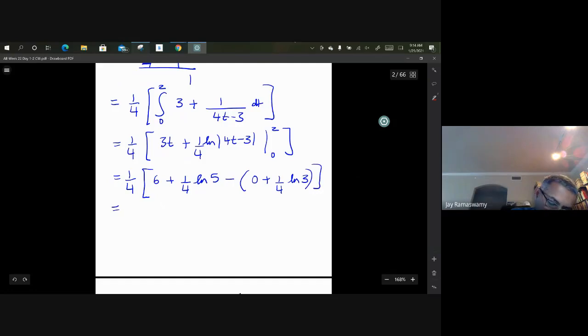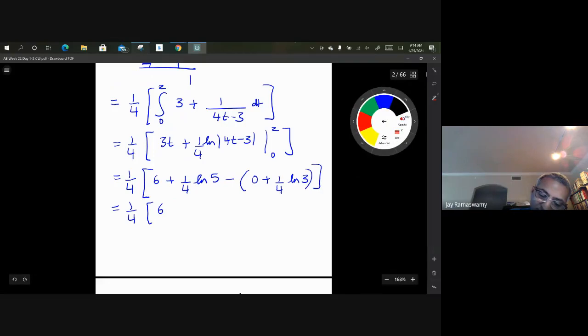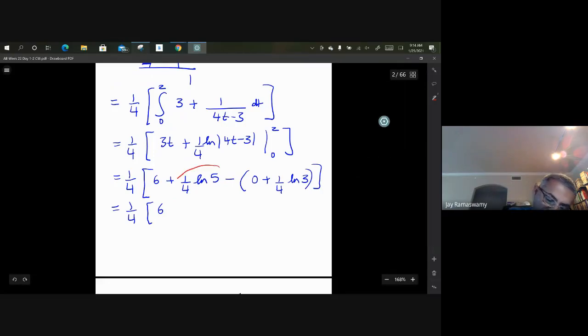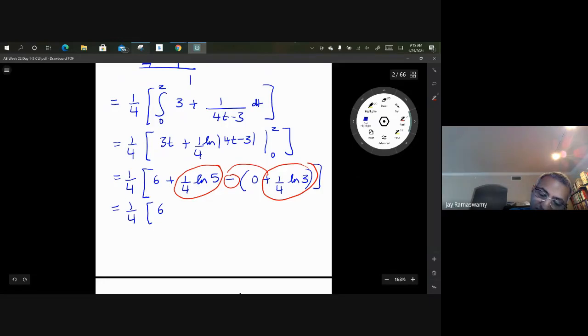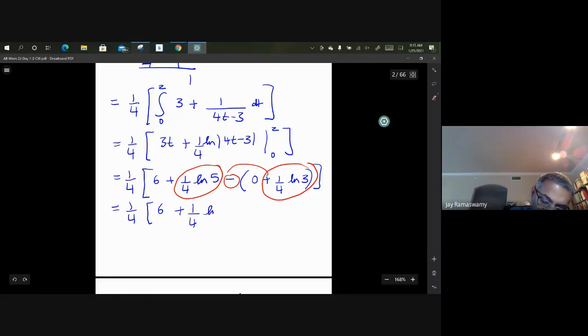Okay, last step, I'm going to open this up. 1/4 times 6. Okay, we did this earlier, 2 chapters ago. See if this comes back. Everybody look at the board. I'm writing in red so you can see what's going on. I have 1/4 ln 5 and a negative 1/4 ln 3. I'm going to show log rules from the previous chapter. See if this vaguely comes back. Stay with me.